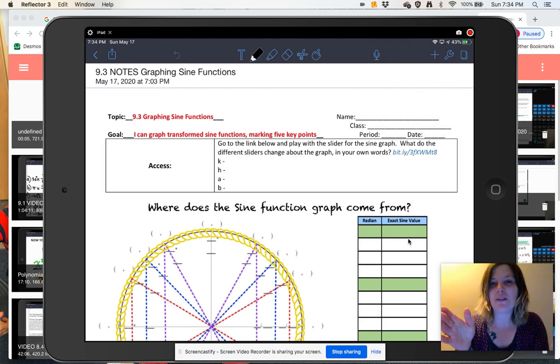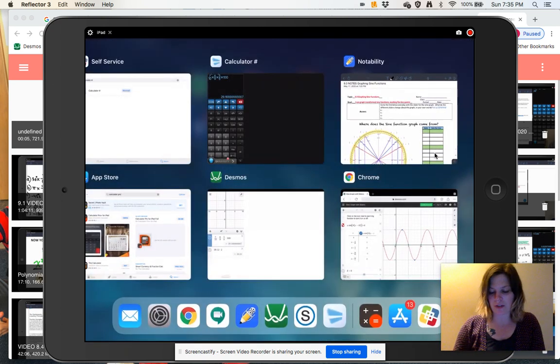So before I even get you started on doing all the actual math part of this, I want you to get a chance to play around with what the function looks like. That way you have a little bit of knowledge of what's going to be coming up. So go ahead and go to this website that I have here, this bit.ly 3fxwmt8. It's going to take you to a browser version of Desmos. You're going to play with the sliders a little bit. I'll show you the sliders are K, H, A, and B, so they're all there for you.